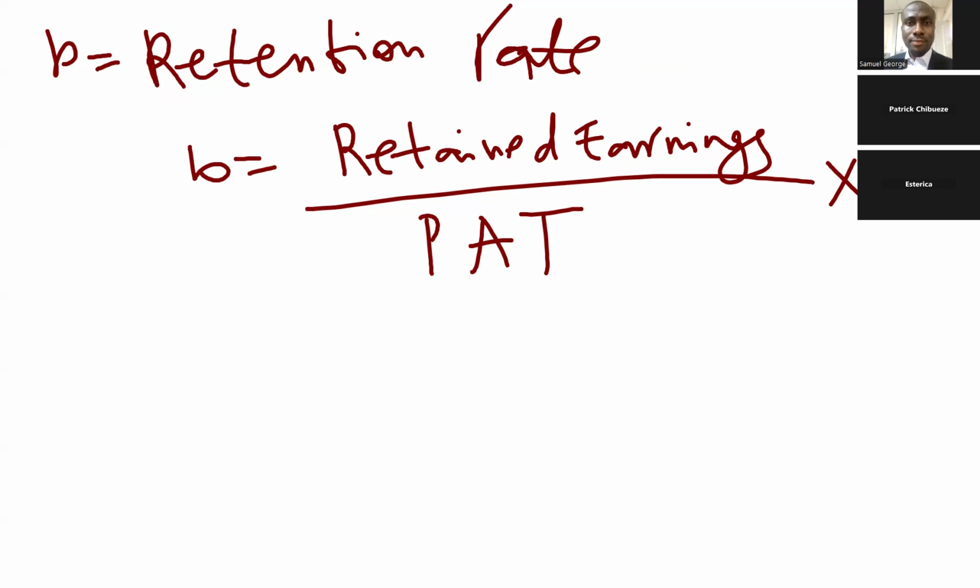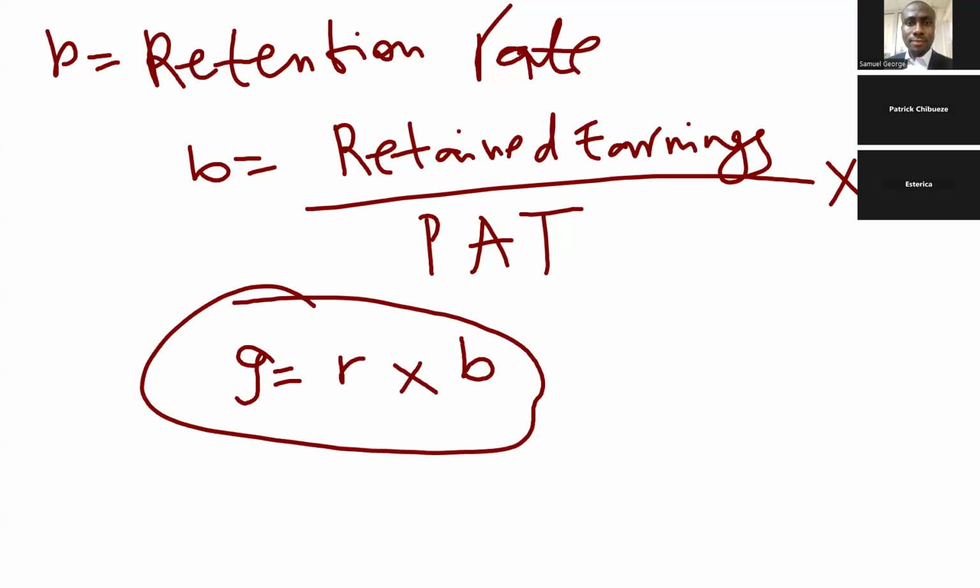So profit after tax minus dividends, that gives us retained earnings. So once you are able to get R and B, then your G is equal to R times B. So that is the growth rate.